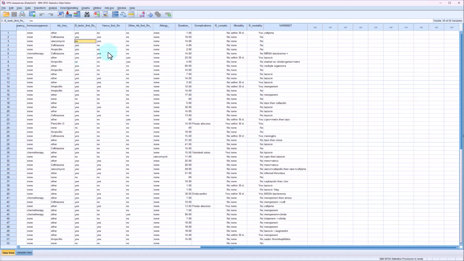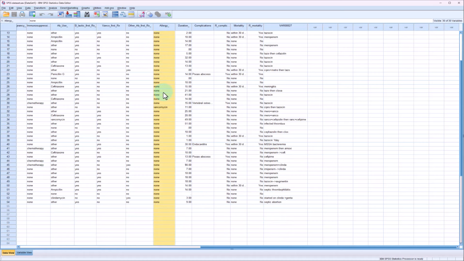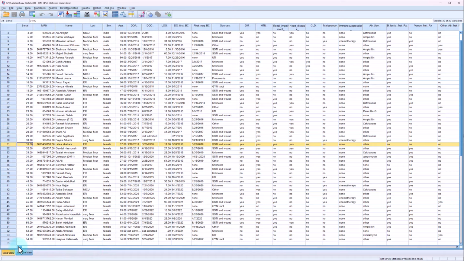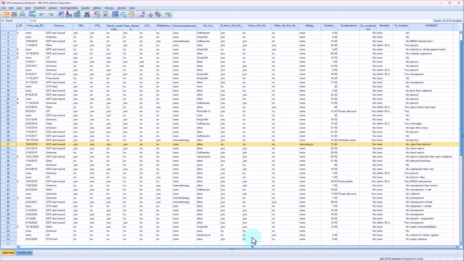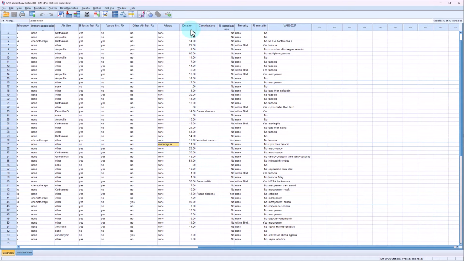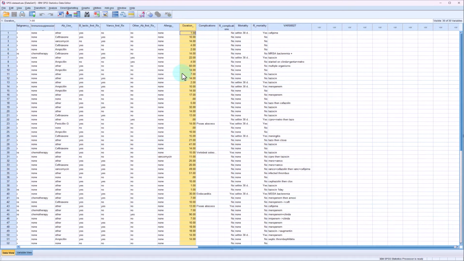This is the first antibiotic as vancomycin. If it is the first antibiotic, then the answer would be yes, otherwise no. Similarly, this one is for the other antibiotic. This is the allergy. We can see that only one case had antibiotic allergy, case 31, who had allergy to vancomycin. And this one is the duration of antibiotic therapy, and here we can see the complications.